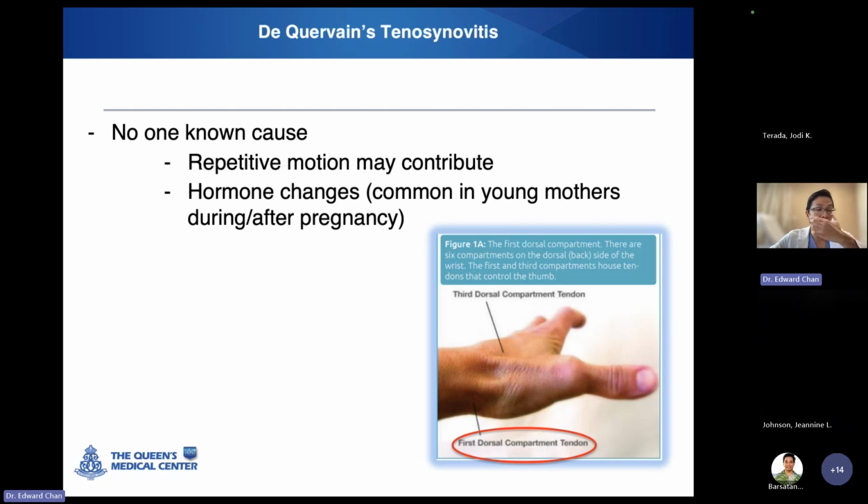But again, just like trigger finger, it happens in all different kinds of people, all different kinds of jobs, younger folks, older folks, men and women, all different shapes and sizes, all different backgrounds and such.